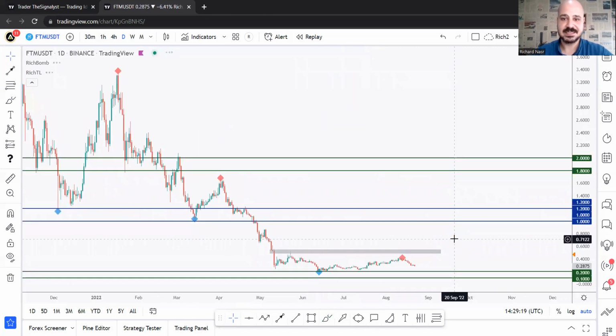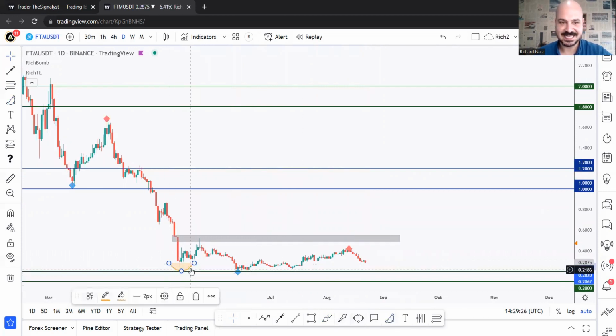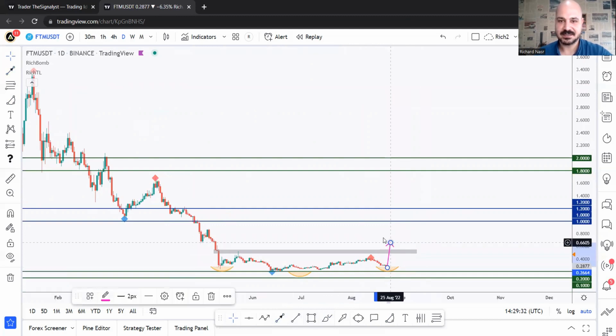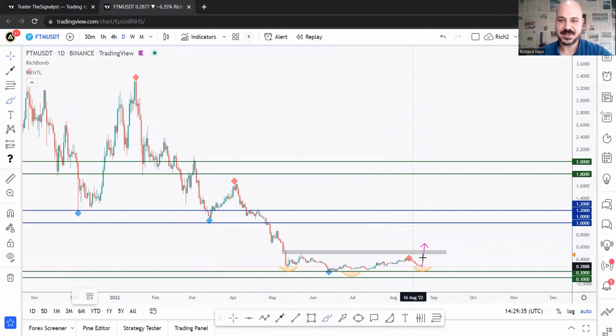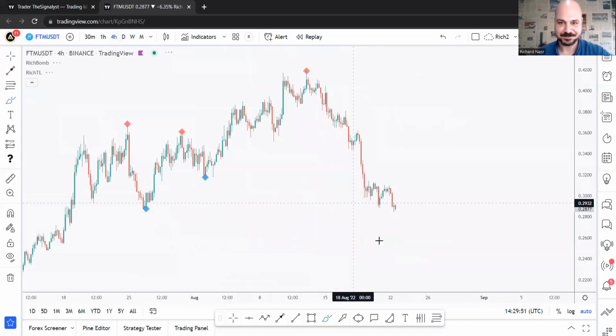And last but not least, we have FTM. Let me highlight. I don't know why I don't have it here. So an inverse head and shoulders pattern forming. For the bulls to take over, we need to see a break above the neckline covering the entire structure. Meanwhile, as we dive inside the support again, which is also a demand zone, as we clearly see from the weekly time frame, the aggressive movement previously started from this area around 0.2. And I still very much remember buying around 0.2 last year.